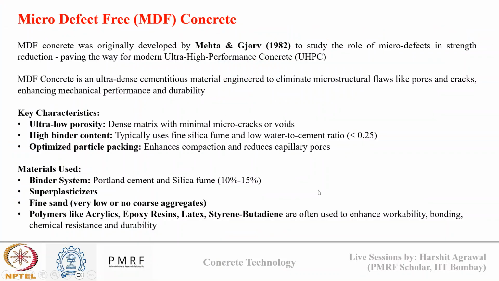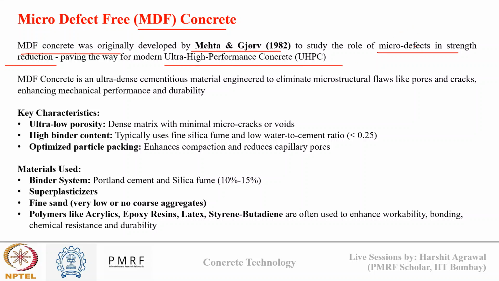Okay, so if we now talk about ultra high performance concrete, in this there are three categories. Over ages there were three types of ultra high performance concrete that were defined. So first is the micro defect free concrete, which is also known as MDF concrete. This micro defect free concrete was originated by two scientists to study the role of defects in strength reduction, and this paved the way for modern ultra high performance concrete.